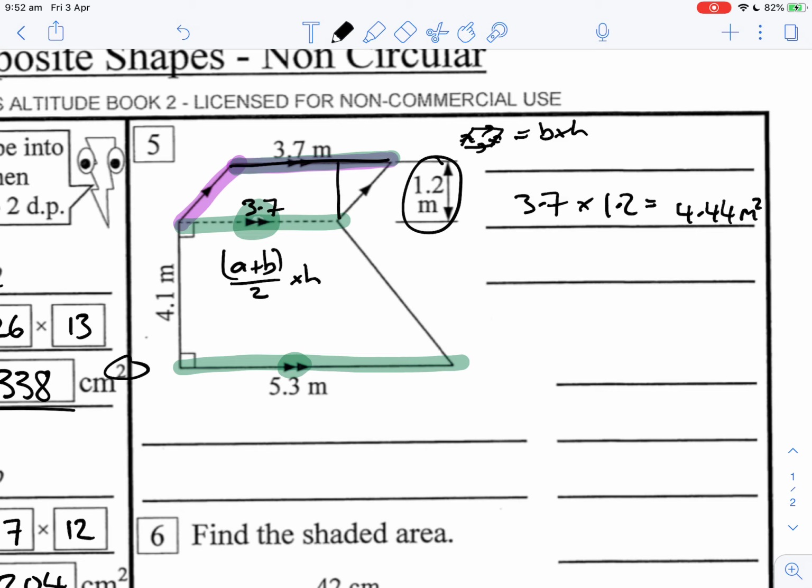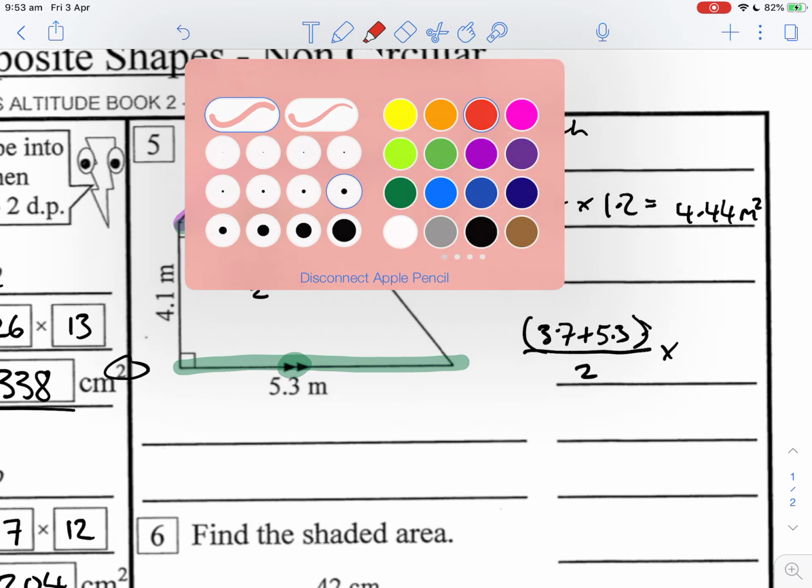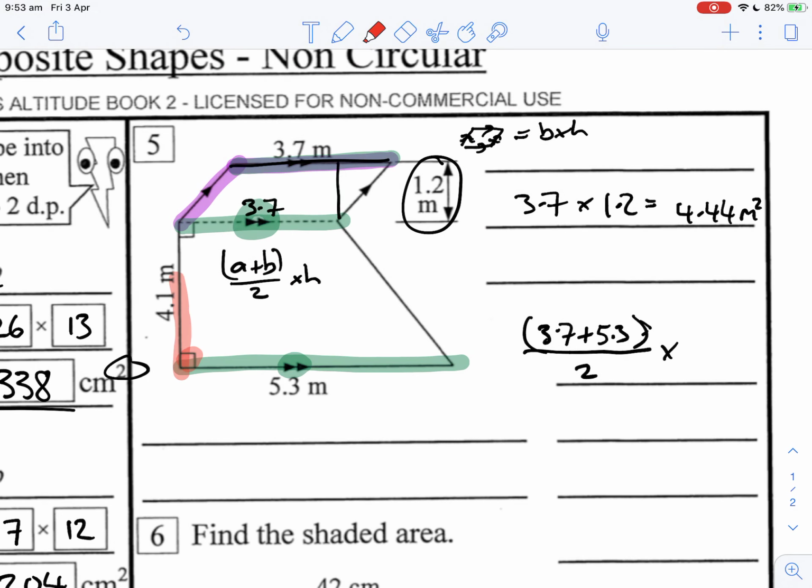So when I come to find that area, and I do that A plus B business, my A would be my 3.7 plus my 5.3. And again, it doesn't matter which one you call A, which one you call B, as long as you've added the two parallel lines. Divide that answer by 2. You can use your little fraction button on your calculator to achieve that. And then times that by your height. And again, like all of these questions, your height has to come off of a 90-degree angle. So my height is this line here.